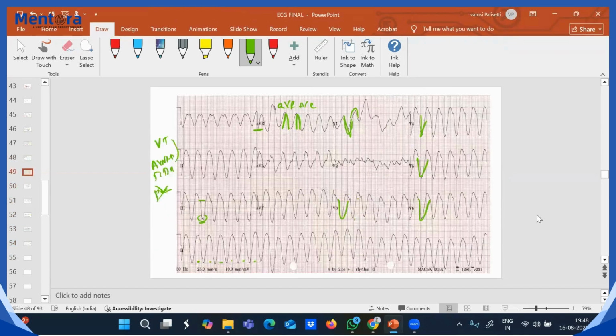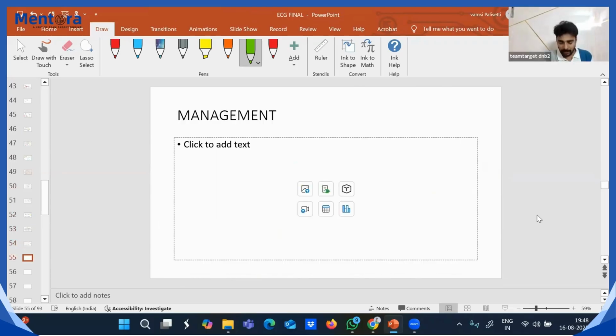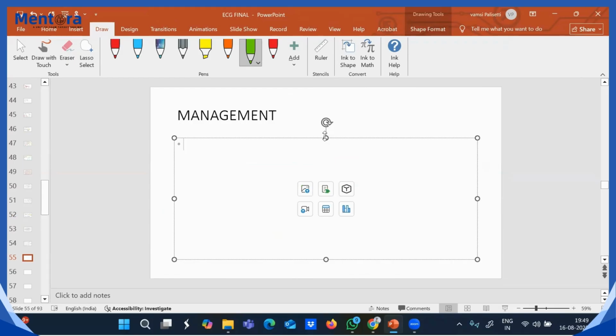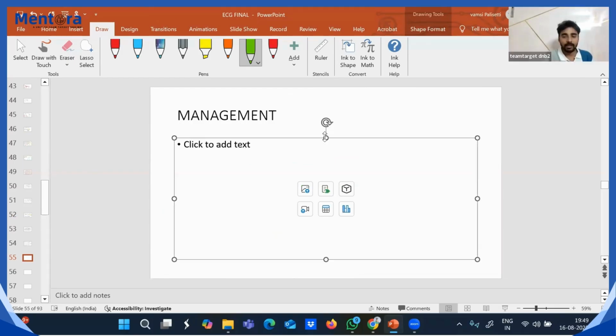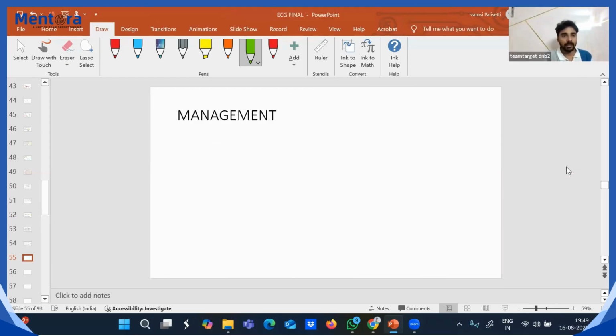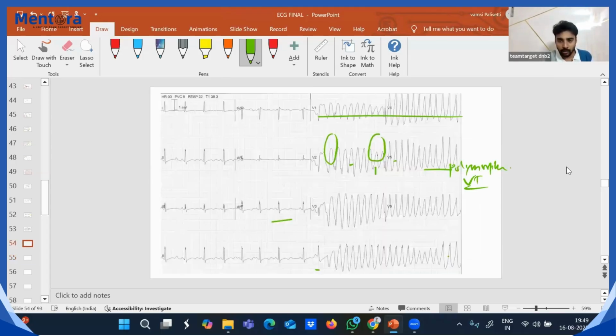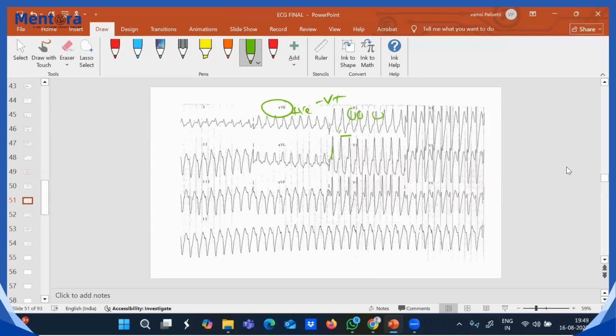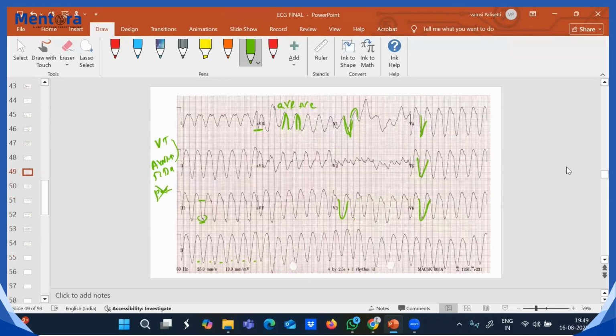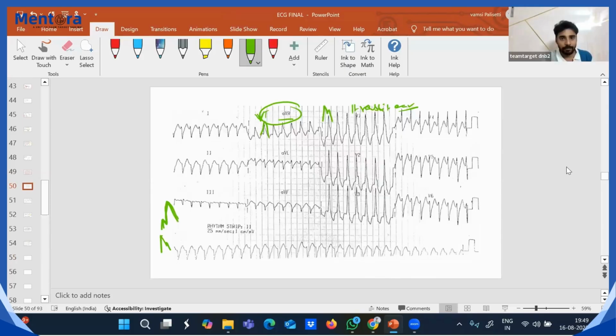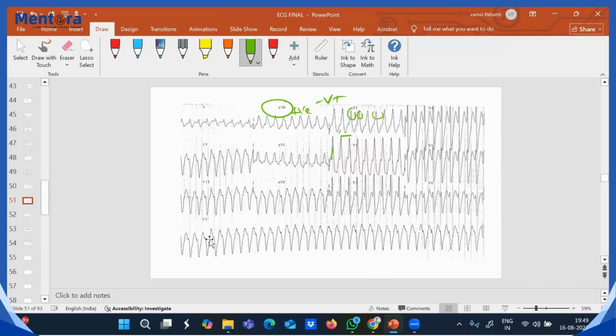Yes, sir. Right, no doubts. So before going to management, let us just see this thing. Sir, 51st slide. Which one? I don't know what slide is going on now. This is on this one. Not this. Sir, here, this one. Yes, sir, after this one.